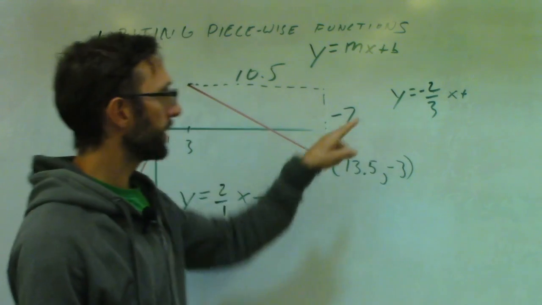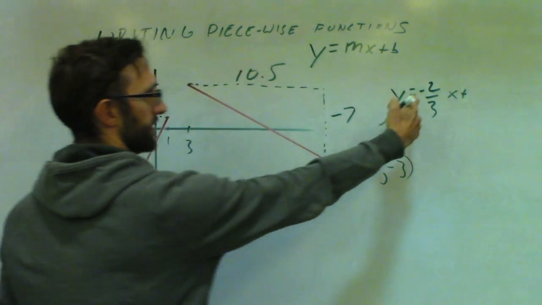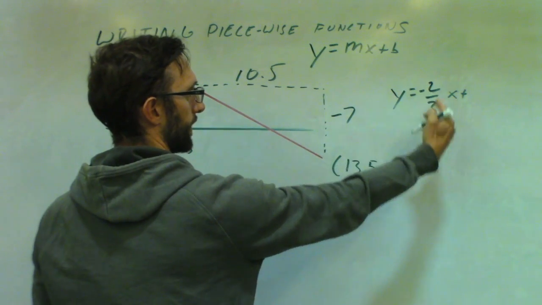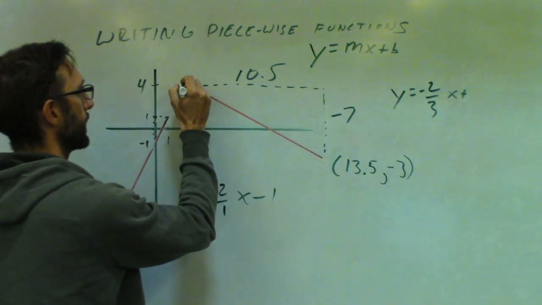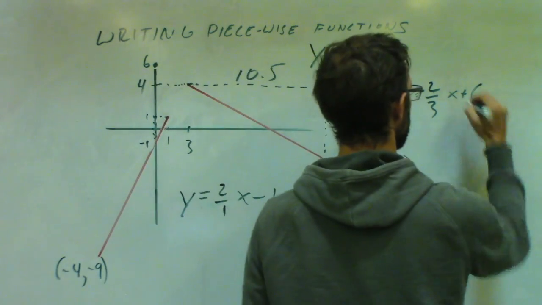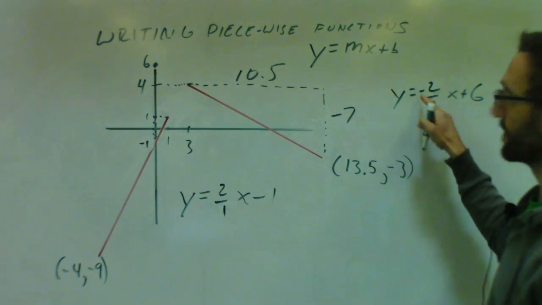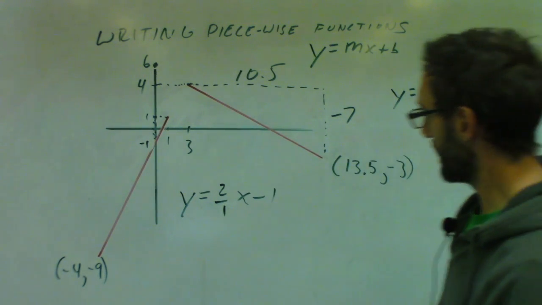How does that help us? Well, we can use this smaller slope to determine where it crosses here. It has a rise of -2, run of 3, so we go backwards. We go over 3, up 2. That's going to put us at 6. That means it crosses at 6. So the equation for this right piece is y equals -2/3 x plus 6. Great, now we have our function.